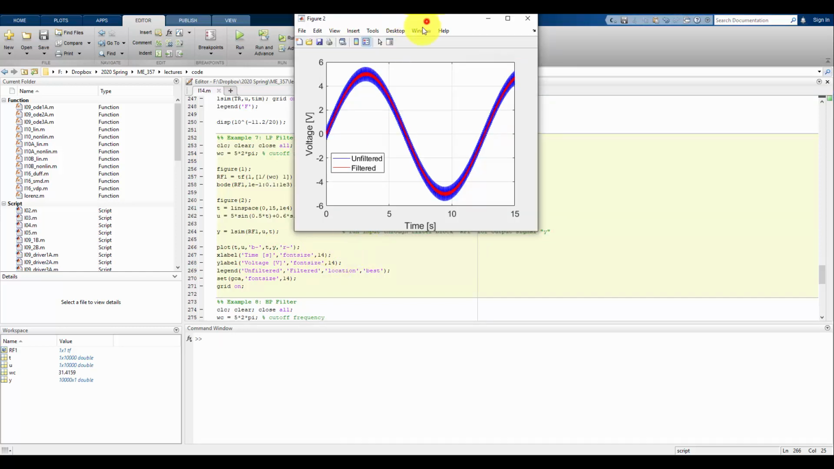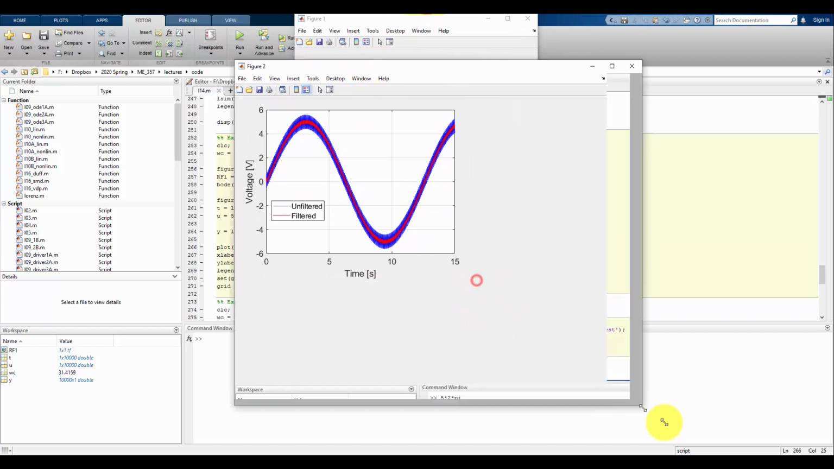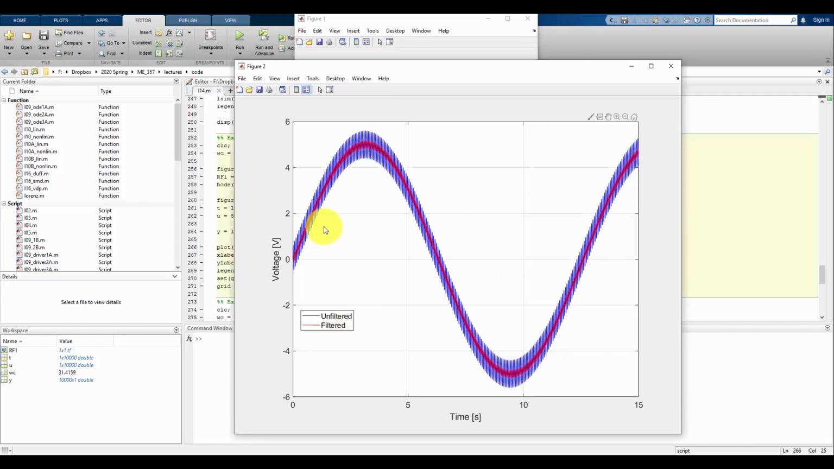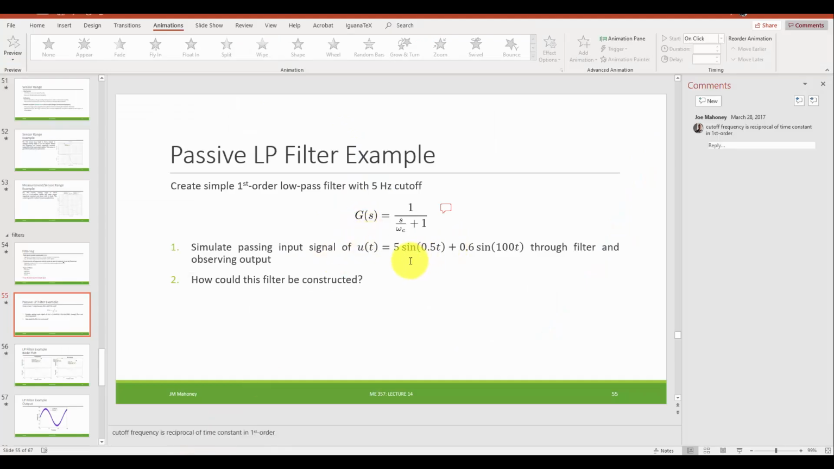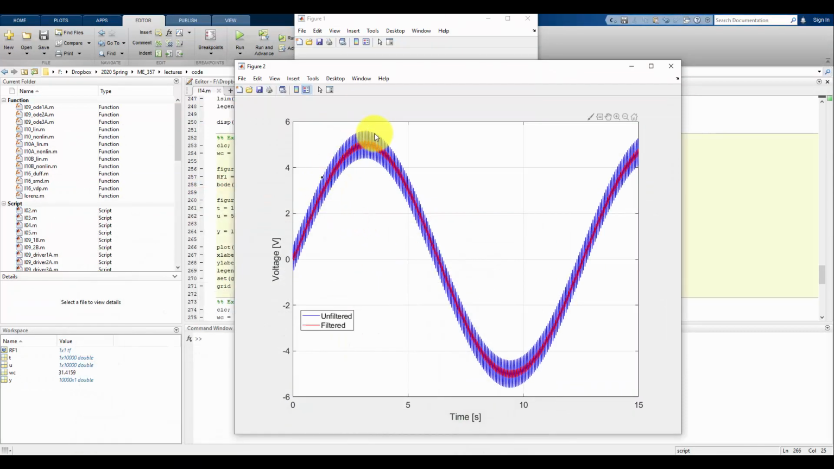So this is what we get coming out. All right, so we see here in blue, I'm illustrating what that unfiltered original signal was. That's the one that's given here, the 5 sine 0.5t plus 0.6 sine 100t. So that's in blue here. Now the red is the output. Once it goes through our filter, what does it look like then? So in red, we see the filtered signal.